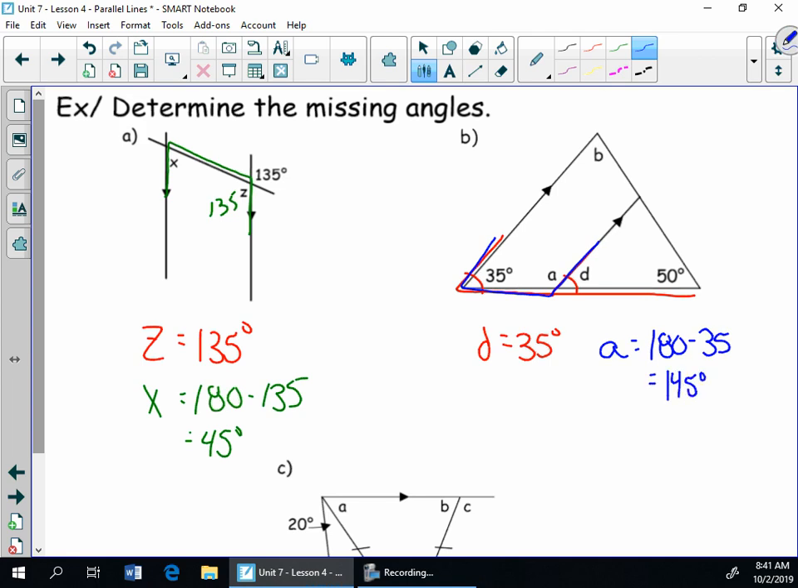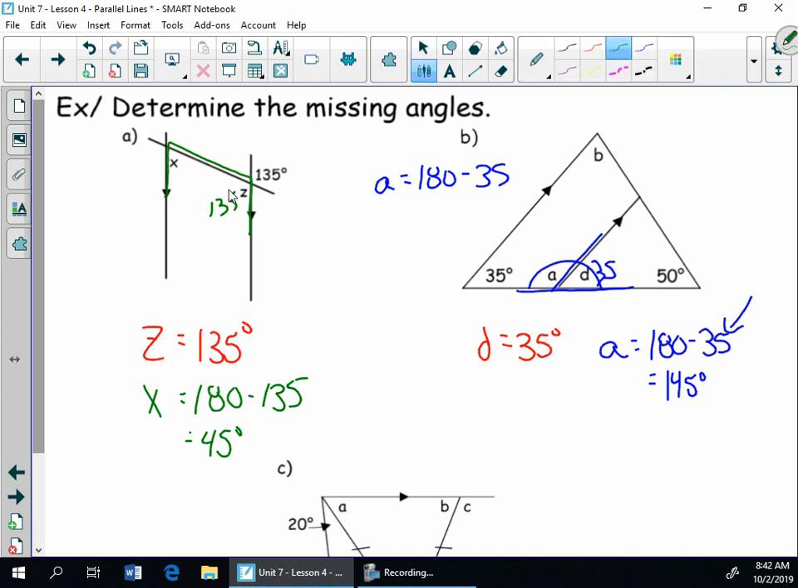Now, if you don't like that idea, think what we just figured out with D. D we said was 35, right? Well, isn't this a straight line being divided into parts? How can I figure that out? Well, I take my straight line, 180, and I subtract the part I already know, D is 35. Isn't that the exact same math that we have right here? C's and straight lines kind of go together because they're the same idea, just a different way of looking at it. How do we get B though?